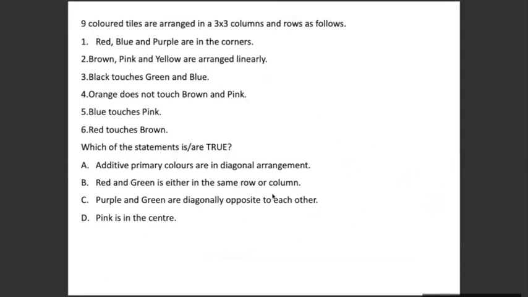Okay, what you're given here is 9 colored tiles are arranged in 3 by 3 column and rows which are as follows. We are given certain statements. We'll go one by one, okay? Don't worry. But what we have to find is which of the statements is or are true.